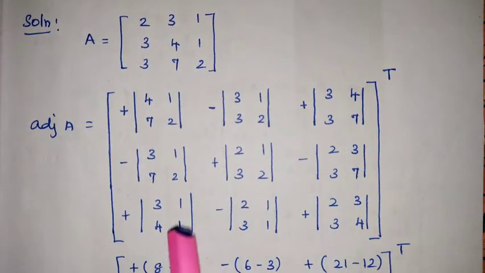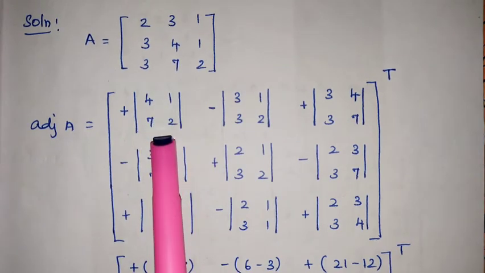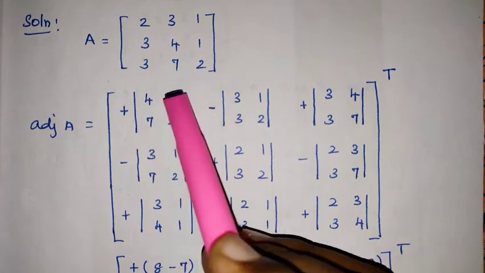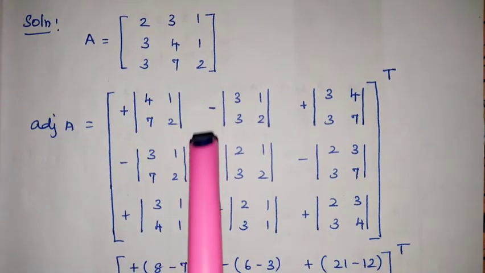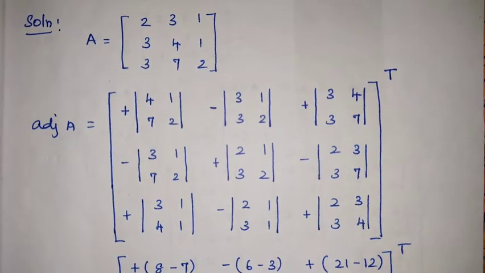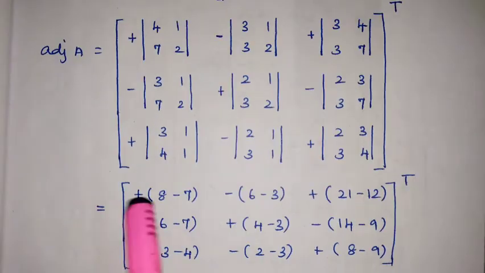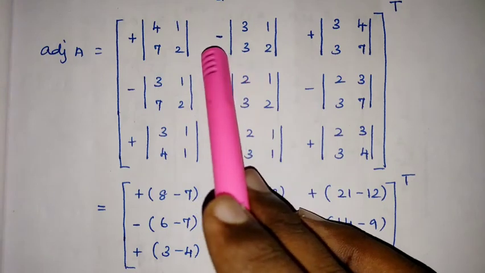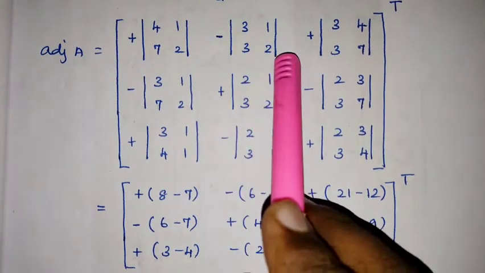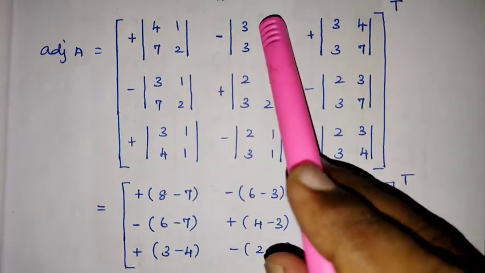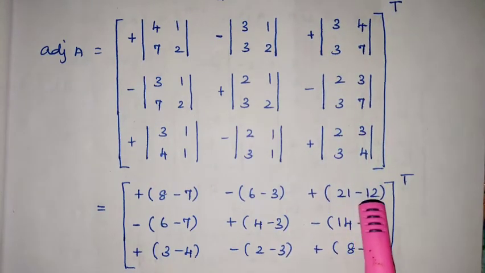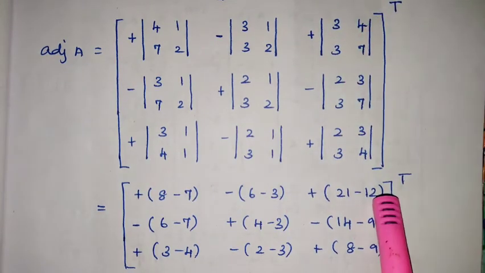Right now, you know how to expand a 2 by 2 determinant. You have to multiply the main diagonal elements, put a minus and multiply the remaining elements. 4 into 2 is 8, put a minus, 1 into 7 is 7. Then this minus is written as it is. 3 into 2 is 6, 1 into 3 is 3, put a minus and write. Then 3 into 7 is 21 minus 3 into 4 is 12.